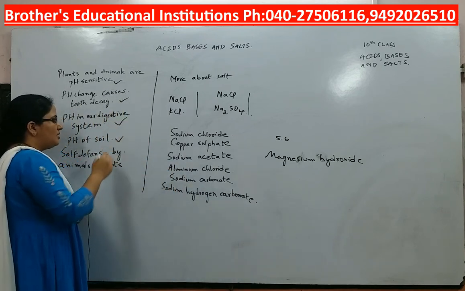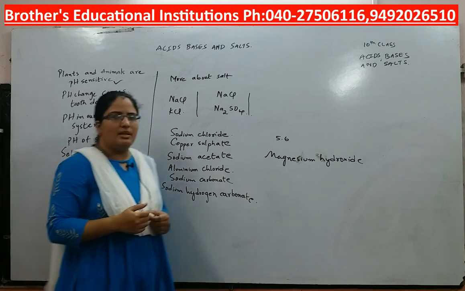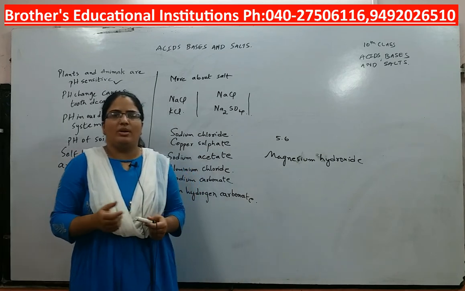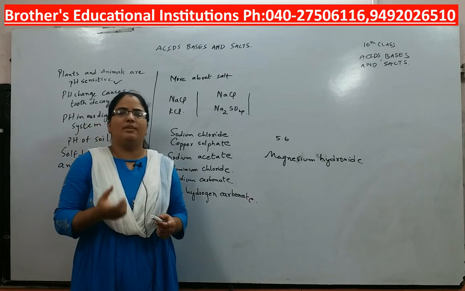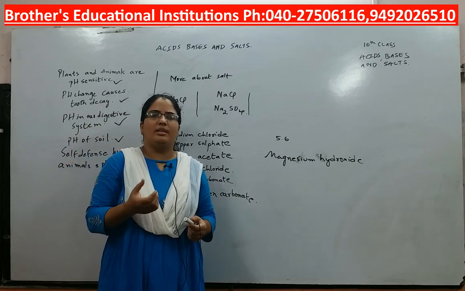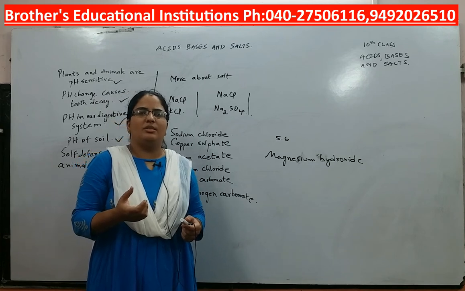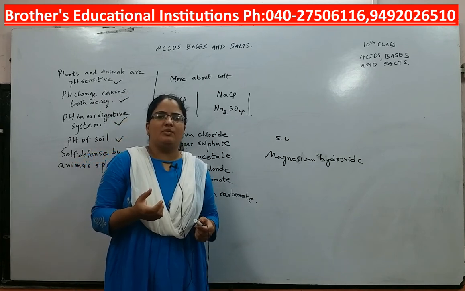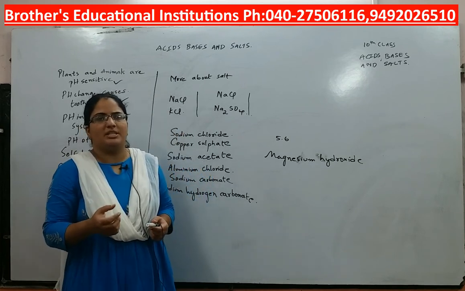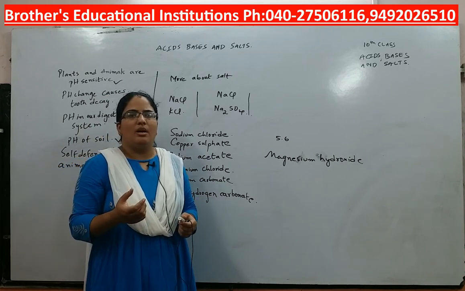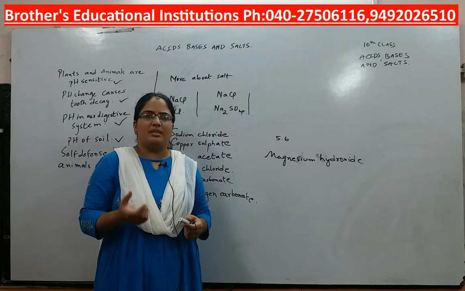Next, pH in our soil. If you want to test the pH of a soil, take soil, mix it with water, and filter the water. You get the soil solution. Once you get the soil solution, you test its pH and note down the pH value. That will tell you the pH that is required for the healthy growth of plants.